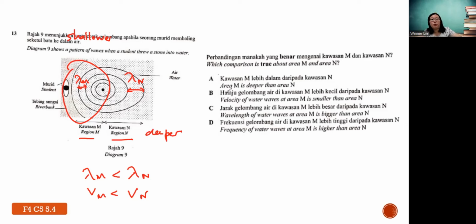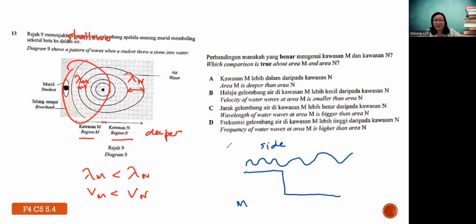Okay, so if I were to show you the side view, it may be easier for you to capture. That means in the M part, they are shallow. So this is the wave, something like this, but the inside view can give you the idea. So they slow down. Then when they go to the deeper region, they get faster. Generally, frequency is constant for all the wave phenomena like refraction, reflection, or diffraction.